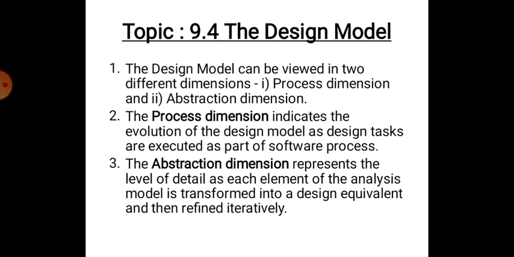So students, in the design model we have two dimensions. One, which is horizontal, is called the process dimension, and the vertical dimension is called the abstract dimension. The process dimension, which is the horizontal dimension shown, indicates the evolution of the design, that is how the design develops as various design tasks and activities are executed during the software process.